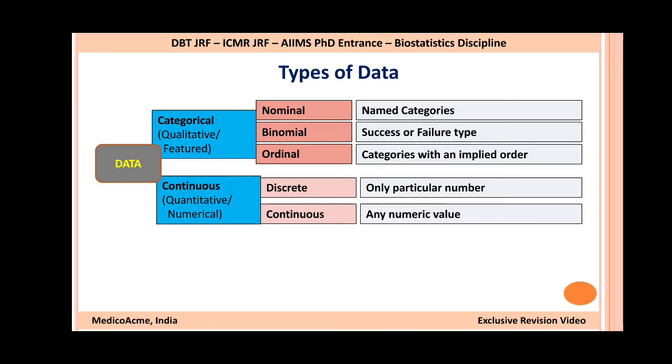So guys, this continuous data, basically true continuous data, is very important. This is commonly used, okay, and ordinal in the categorical is also commonly used. Continuous and ordinal, these two things are asked many times, so please remember these things, okay guys.